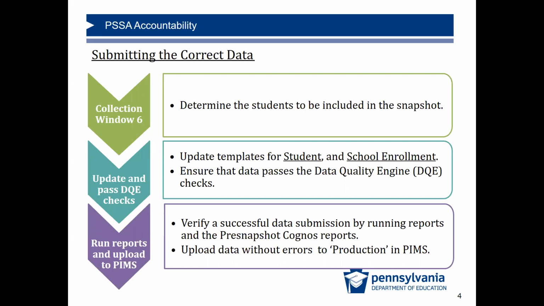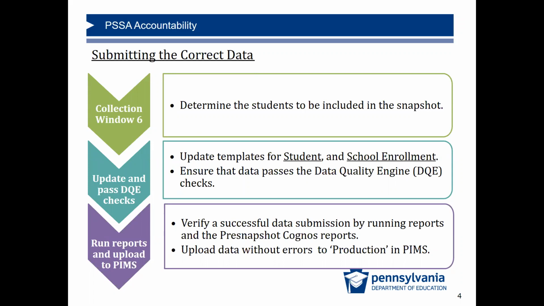In order to submit the correct data, PIMS administrators must first identify the students who were present as of the last day of the testing window, along with their demographics. This data is reported in the school enrollment template. Once the student is identified as being enrolled in the LEA, the student's data is retrieved from the student template. Please make sure that the student's grade matches between the school enrollment template and the student template. There are two templates, student and school enrollment, that need to be updated and uploaded in Collection Window 6. Please be sure that the data passes the Data Quality Engine rules with the PSSA Accountability Snapshot.